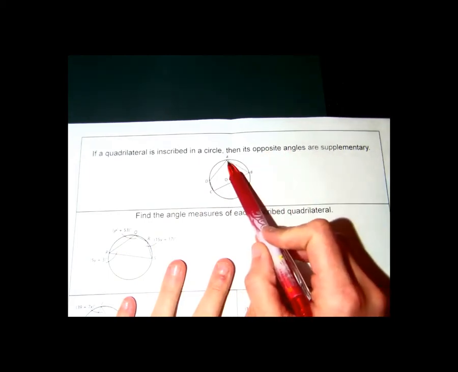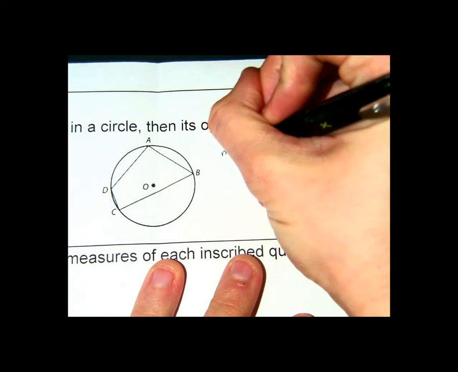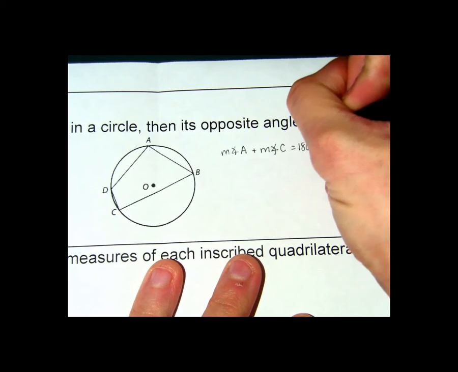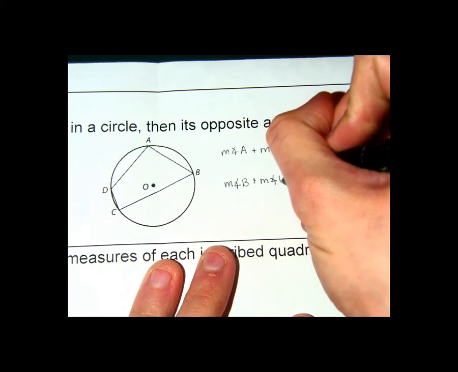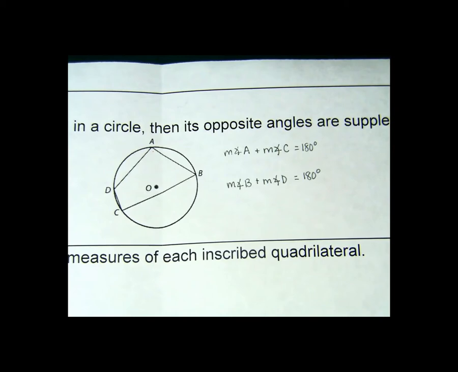All right, so that theorem says, you can see in your foldable as well, if a quadrilateral is inscribed in a circle, which we have, then its opposite angles are supplementary. So A is supplementary to C. B is supplementary to D. Of course, supplementary again means they add up to 180. So we're just going to write that there. In this example, the measure of angle A plus the measure of angle C is equal to 180. And the measure of angle B plus the measure of angle D is equal to 180. So those are our two items that we have there.